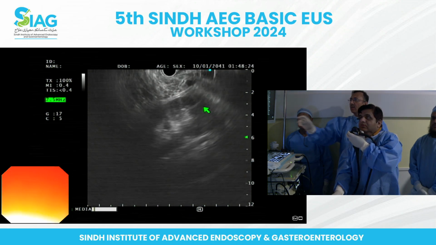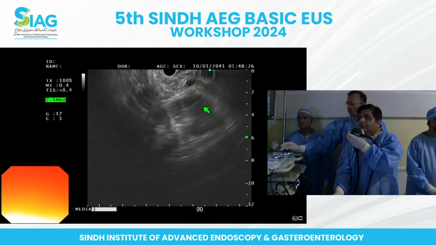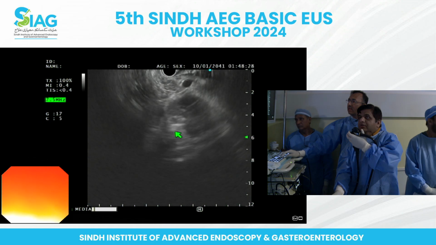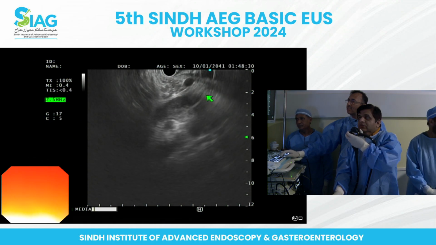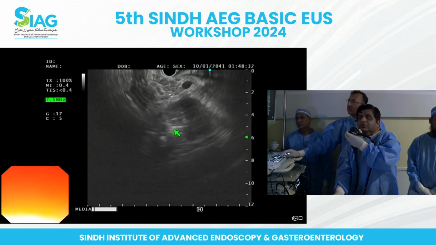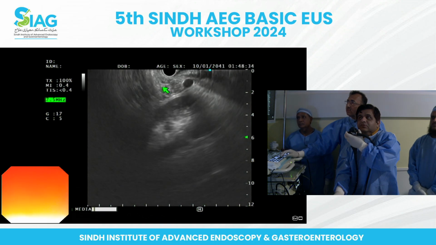Now you see, slow, very slow. You see right here we have the left kidney. Over here we have the spleen. This is the pancreas. So forget about this at the moment. Concentrate on the pancreatic duct.